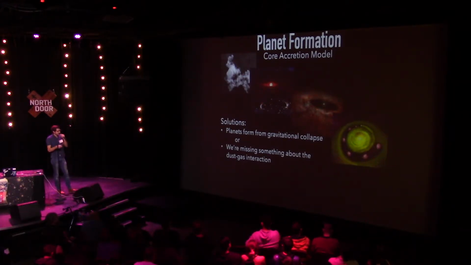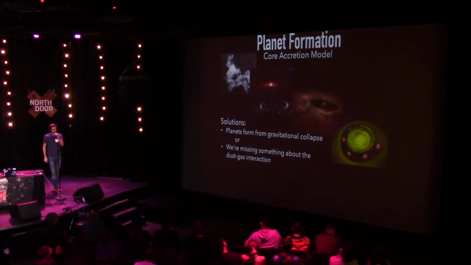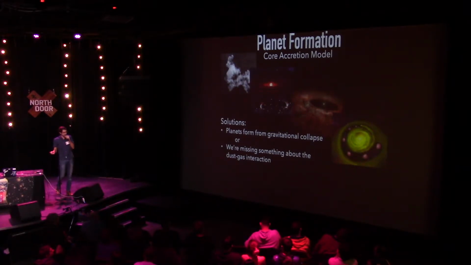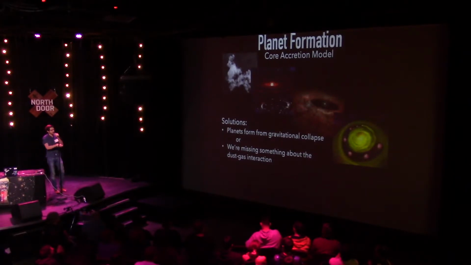What's likely the case there is that we're missing something about the way that gas and dust interact. And I think this is where these new observations with the DSHARP survey can really tell us the most, we can make the most headway here and understand how planets are forming based on understanding how gas and dust interact. And so that's what I want to focus on for the rest of the talk.